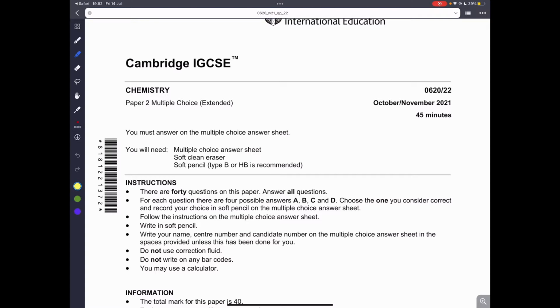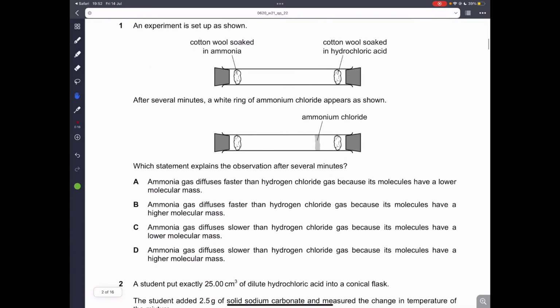Today we are going to be doing chemistry paper 2 multiple choice. We are going to be doing the October-November 2021 series. This is the version 2.2 version. And let's get this on.